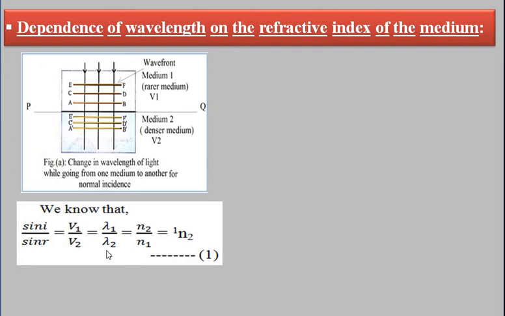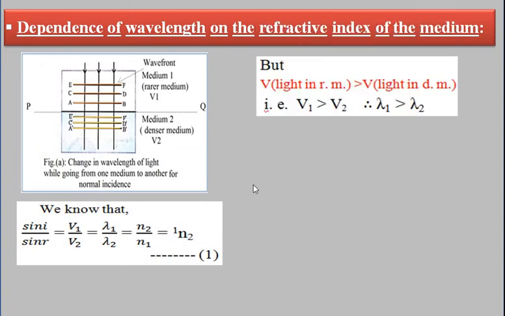If we calculate the refractive index in terms of wavelength, then we can write refractive index is equal to lambda 1 divided by lambda 2. And if we calculate the refractive index in terms of refractive indices, then we can write the refractive index n21 is equal to n2 divided by n1.